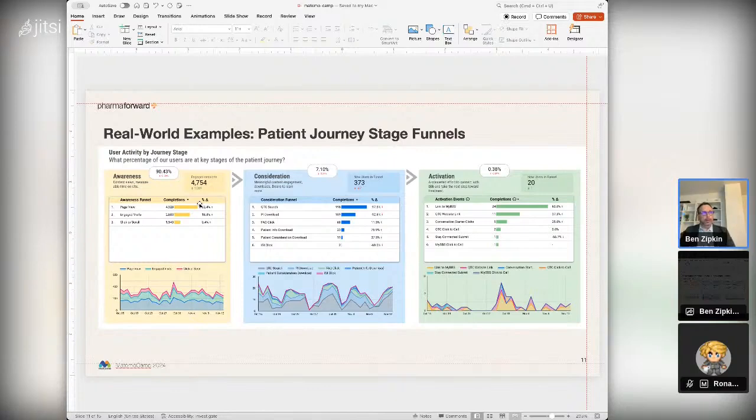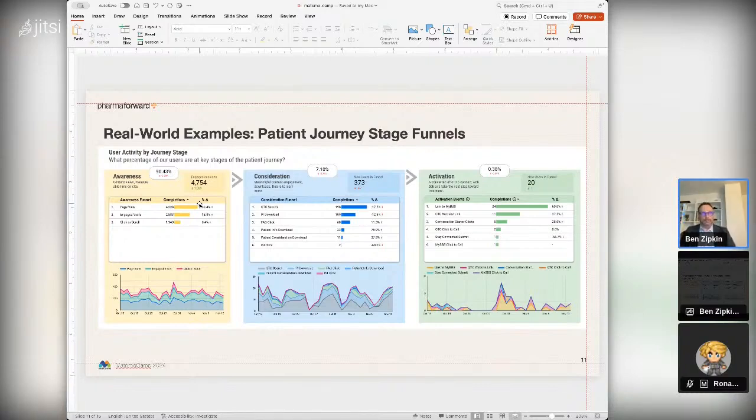For patients, we look at awareness, patients coming to websites or to digital information centers to understand, and we can bucket the actions and the KPIs and move them into this consideration area where they're actually evaluating to see if this type of treatment would be useful for them or fits their needs, and then moving them into an activation phase. So we're able to score and set actions.